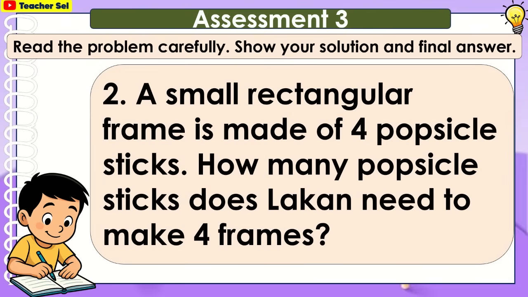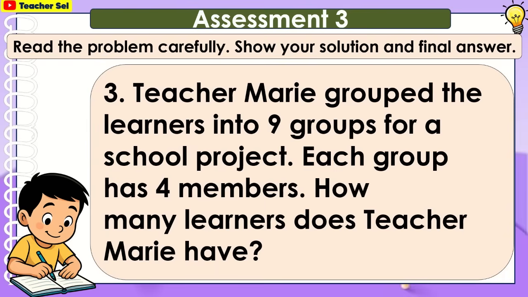2. A small rectangular frame is made of 4 popsicle sticks. How many popsicle sticks does Lacan need to make 4 frames? 3. Teacher Marie grouped the learners into 9 groups for a school project. Each group has 4 members. How many learners does Teacher Marie have?